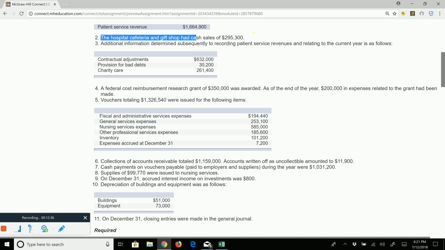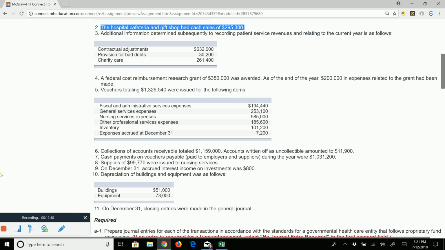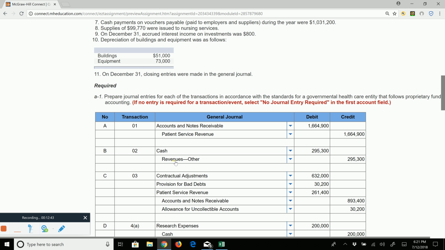Number 2, the hospital cafeteria and gift shop. Sales of $295,300. Cash sales. Debit cash, credit all the other revenue accounts.